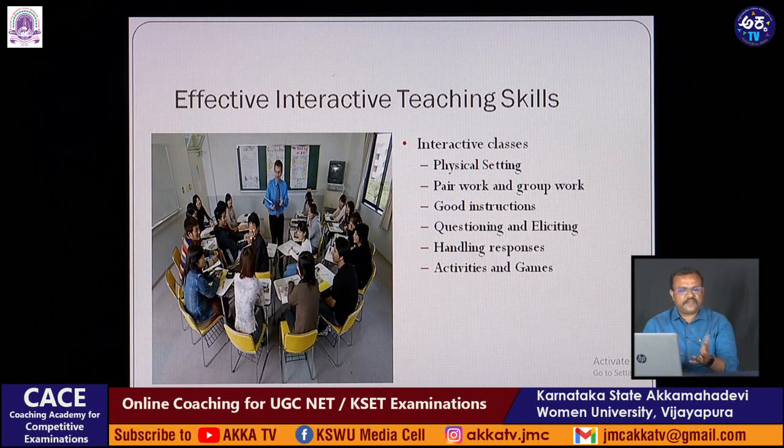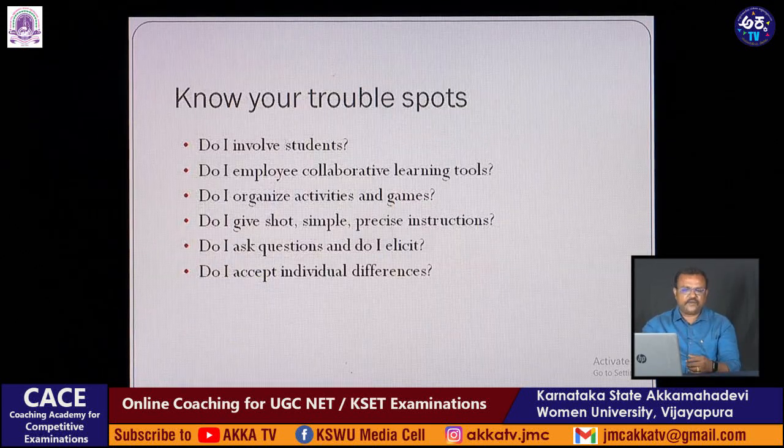You pair the work, you make a group of students and assign a work to them. Good instructions, questioning and eliciting, handling the responses, giving the activities, games, or the case studies to them, so that they can make a group and interact within a group. Then know your troubleshoots. These are the things you need to know as a teacher, which will make you more effective in your communication.